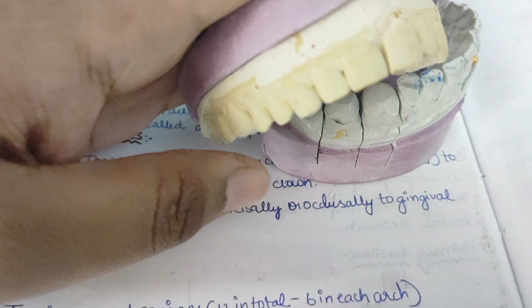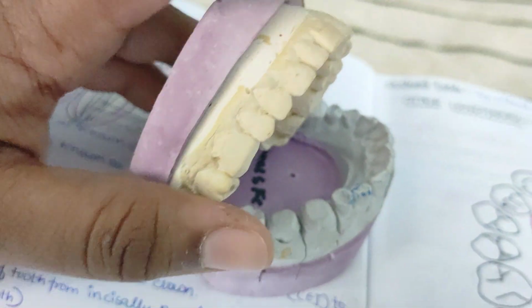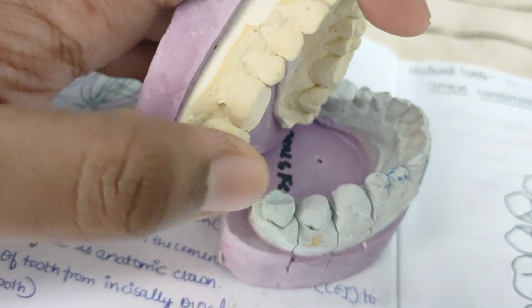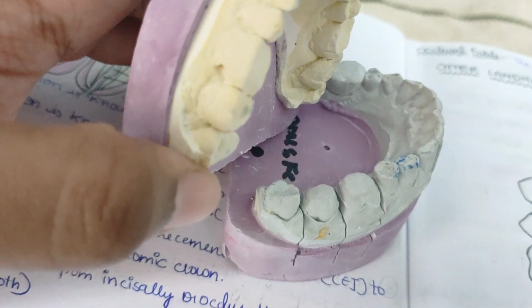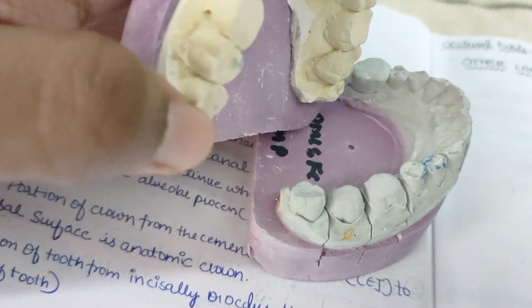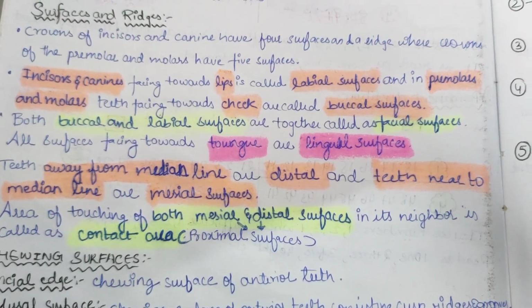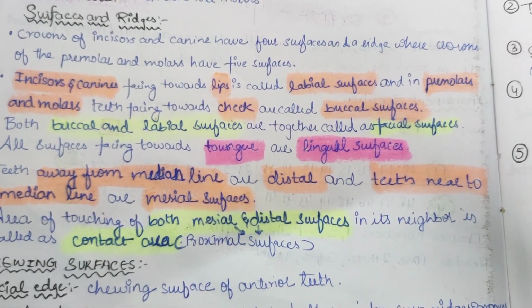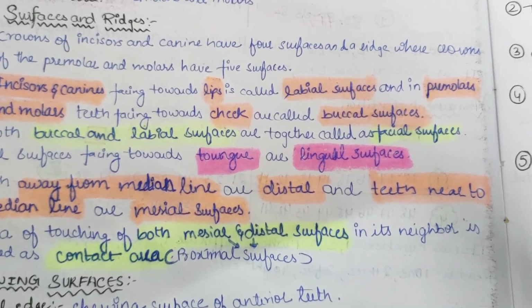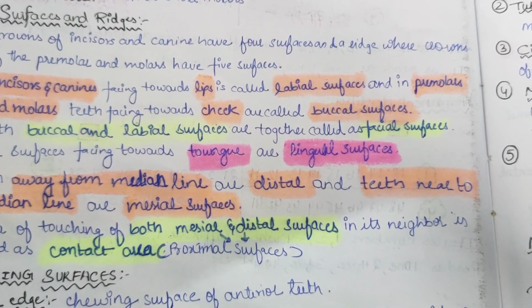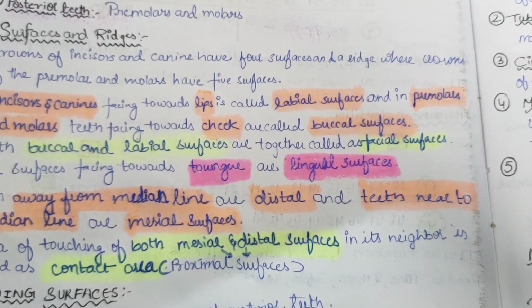Now occlusal surface. Occlusal surface is the chewing surface that we use for premolars and molars or posterior teeth, and which have many things like cusps, ridges, grooves, etc. We'll learn about them. Occlusal table is also present in the posterior teeth. The occlusal surface within the cusps and marginal ridges is known as occlusal table.